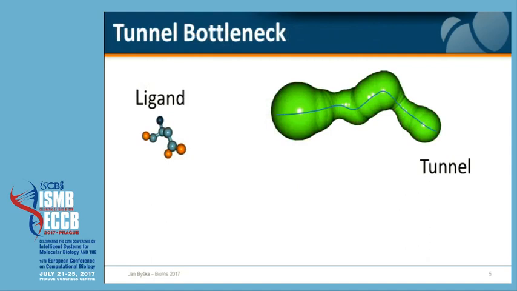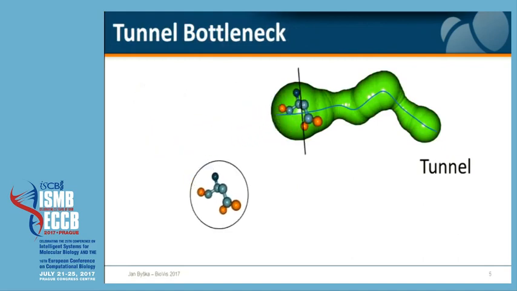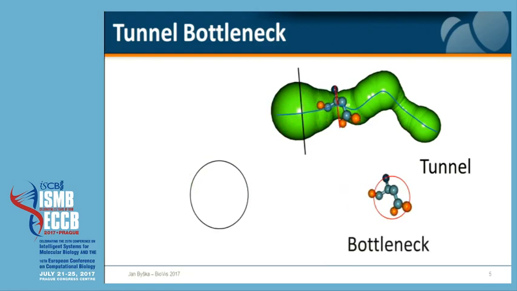Whether the ligand will pass through the tunnel depends on many factors. One of those is the size of the protein tunnel. There are parts of the tunnel where the ligand fits very well. However, this doesn't have to hold for the whole tunnel, and there might be places which are too narrow for a ligand to pass through, and we call these the tunnel bottlenecks.